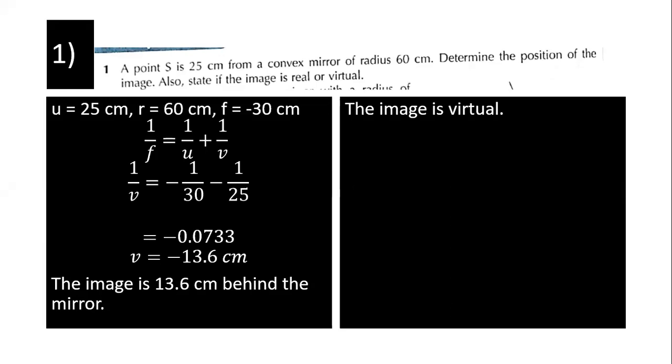Wait, so it's negative 25, and negative 13.6 means it's virtual. No. Why is the U they put there positive 25, but in the calculation you put negative? When you write the answer, you have to explain why you get a negative sign. I'm talking about negative 1 over 25. I take this 1 over 25 to the other side, and it becomes negative. F is negative. That's why I get negative here.